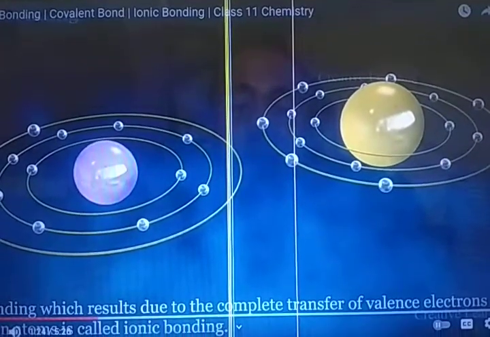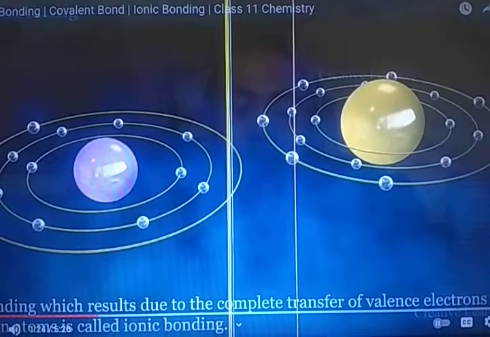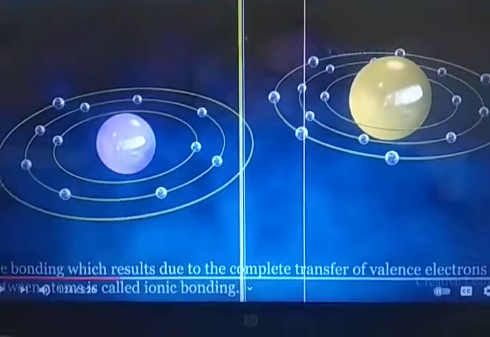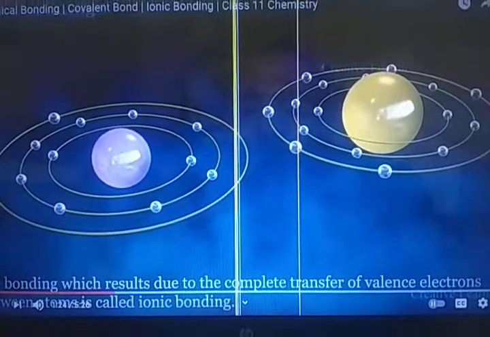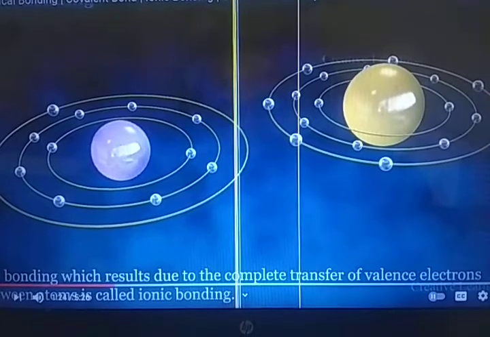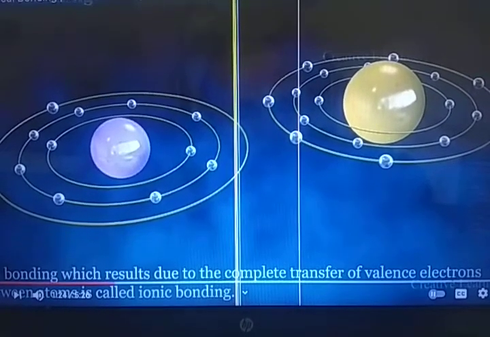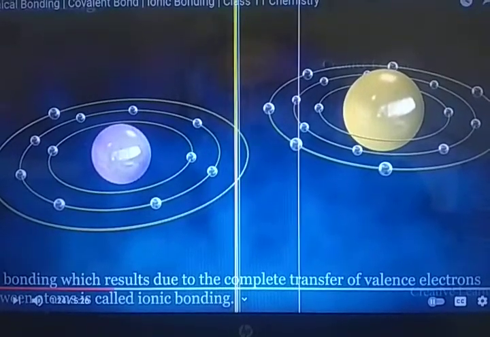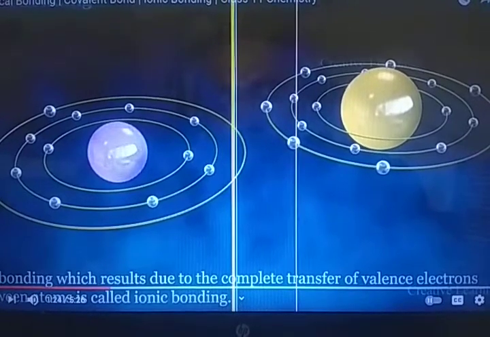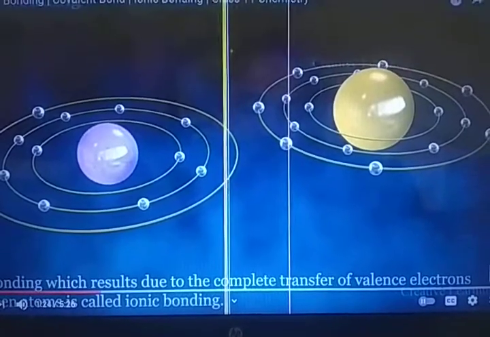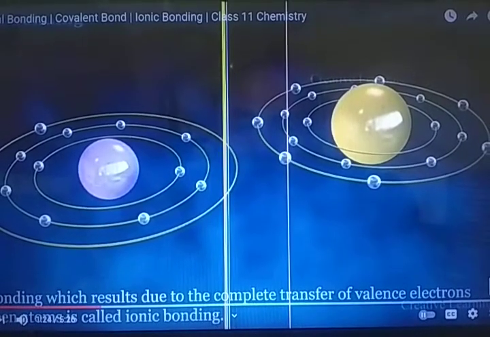The bond which results from the complete transfer of valence electrons between atoms is called an ionic bond. Once again, the bonding which results from the complete transfer of valence electrons between atoms is called ionic bond. That means between the atoms there should be a transfer of electrons. You just watch this clip.